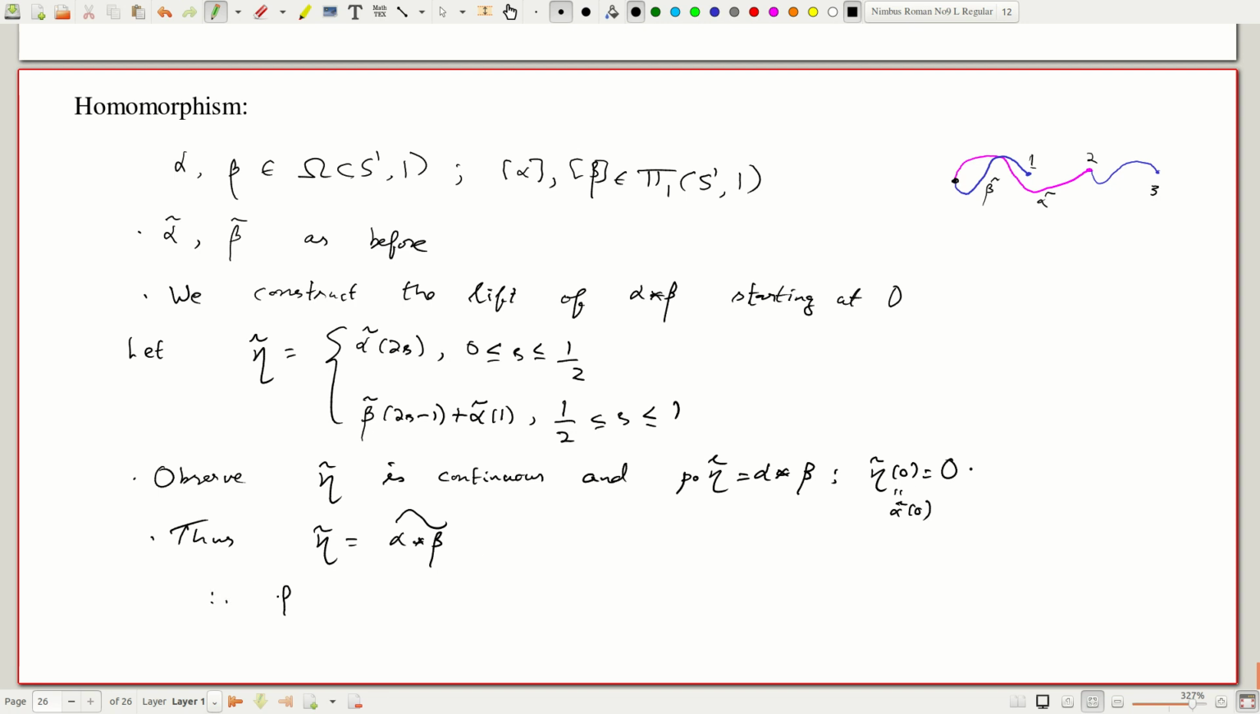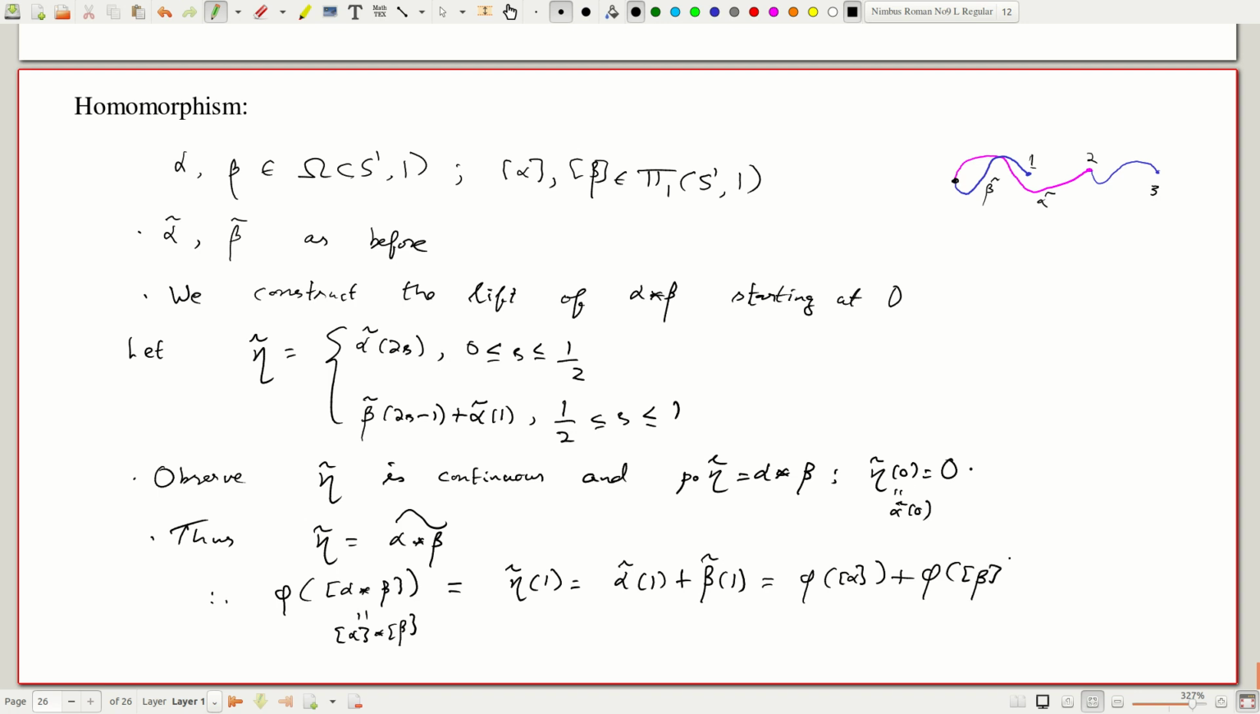Therefore, if I look at phi of the class alpha star beta, which by definition is the induced operation on the fundamental group, it is going to be eta tilde of 1. As you plug it in, eta tilde of 1 is alpha tilde of 1 plus beta tilde of 1. Literally they came in the other order, but in non-abelian fundamental groups one has to be careful about this. In this case, let's just interchange them, and this is of course phi of alpha plus phi of beta.